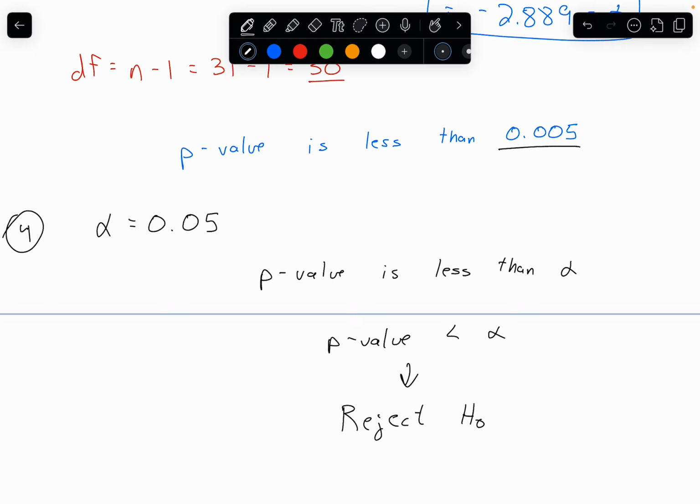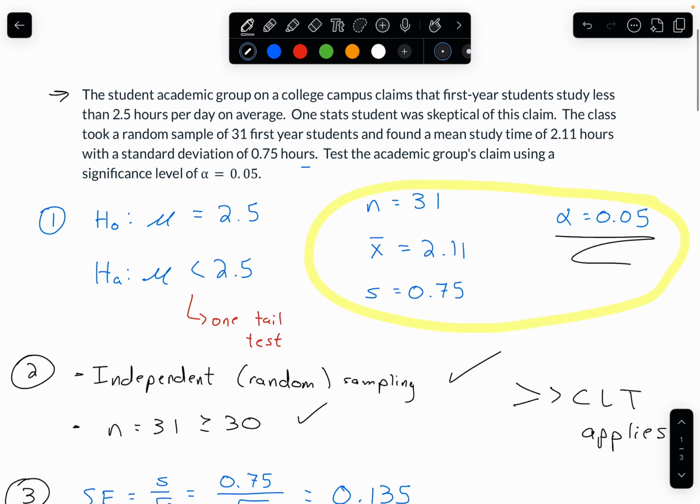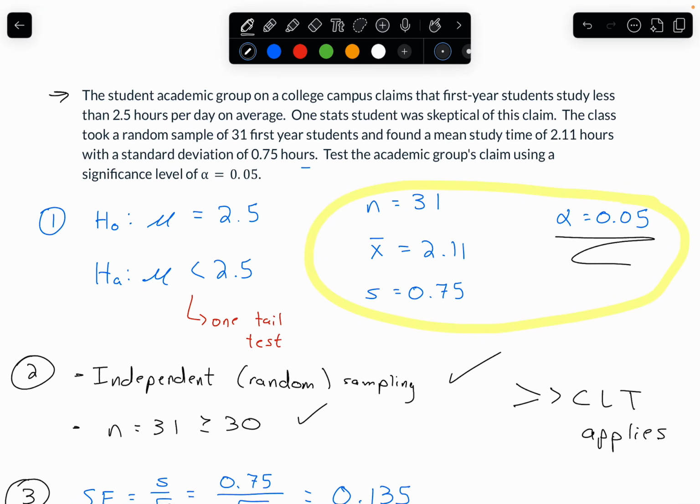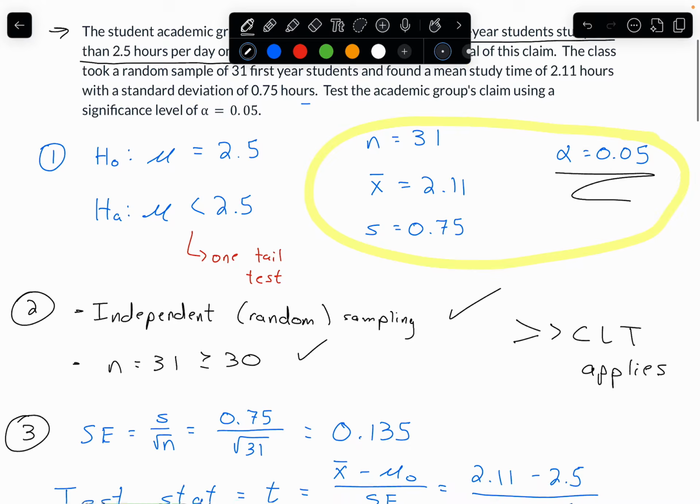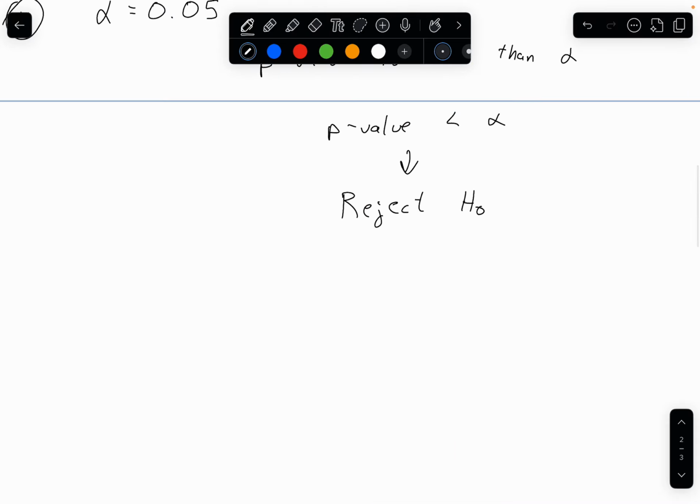So if I scroll back up and look at the alternative hypothesis and think about what this is going to look like for my interpretation, the academic group on the college campus was claiming that first-year students study less than 2.5 hours per day on average. So there is enough evidence to support this academic group's claim. So I'm going to scroll back down here and write out my interpretation before I wrap this problem up.